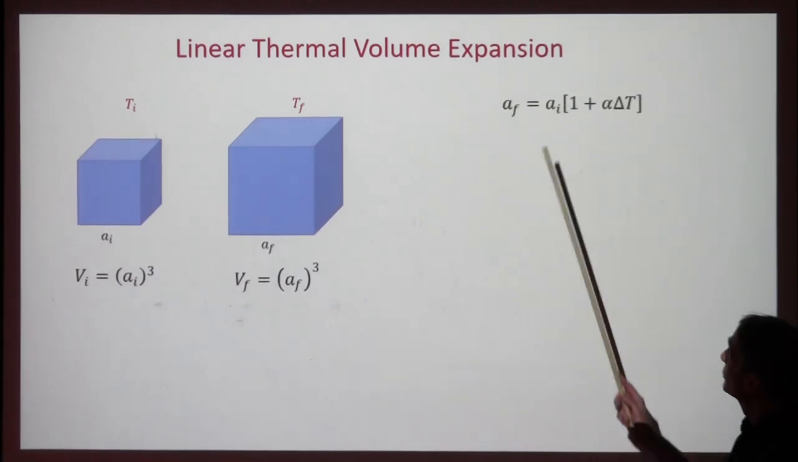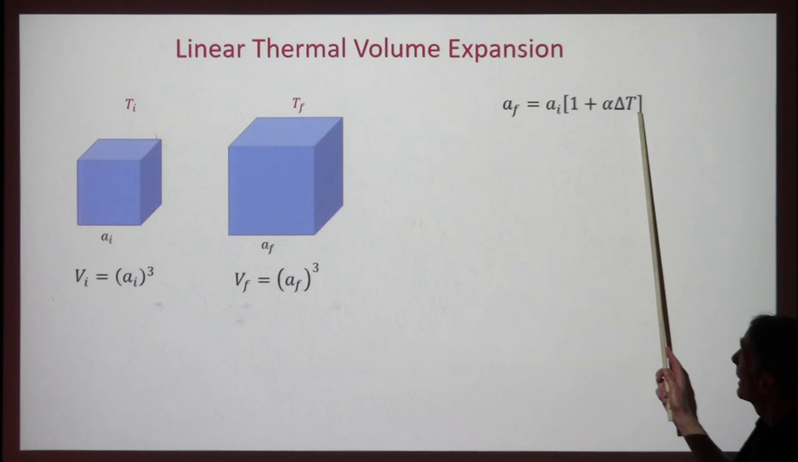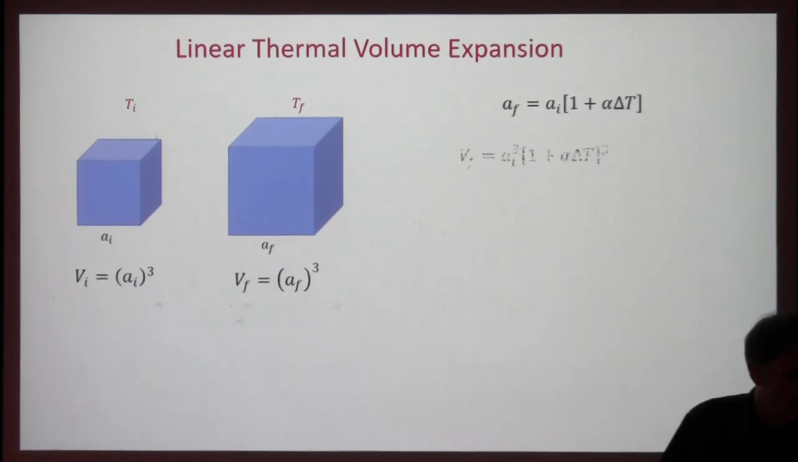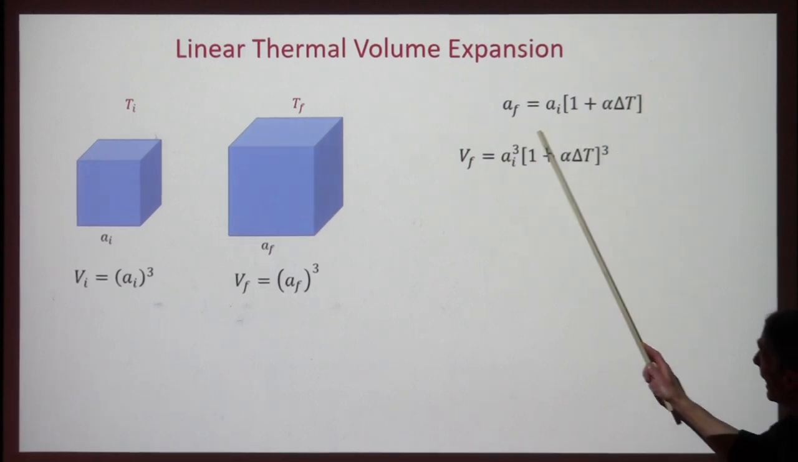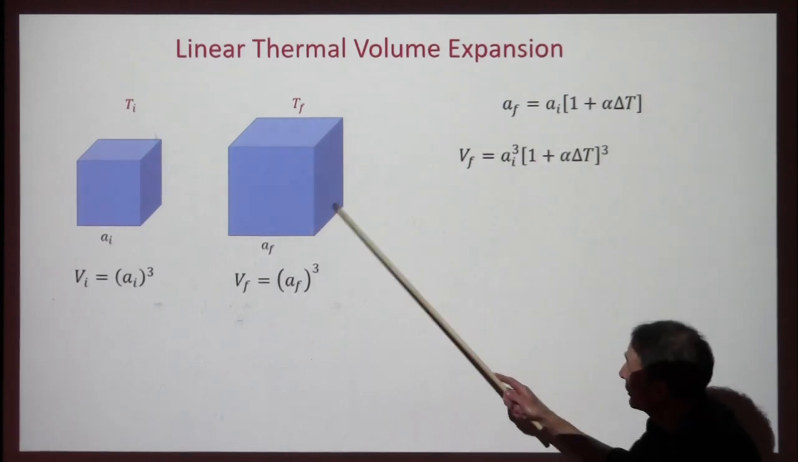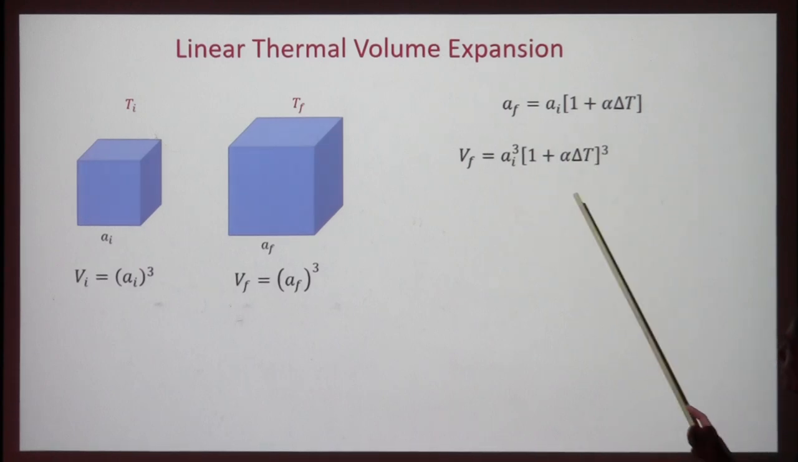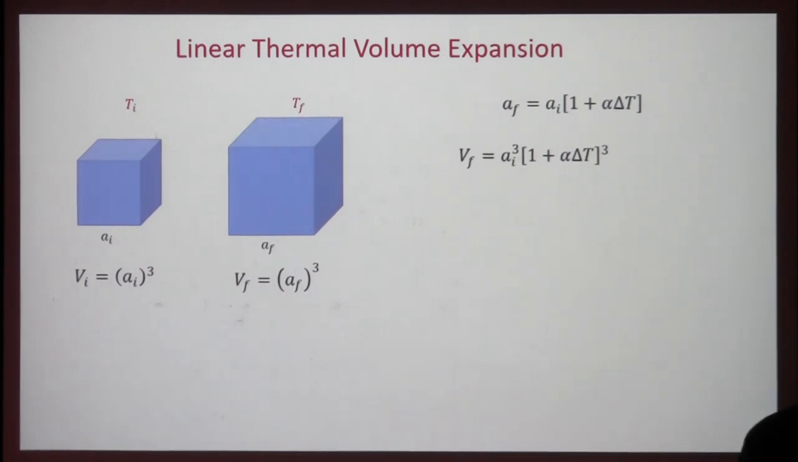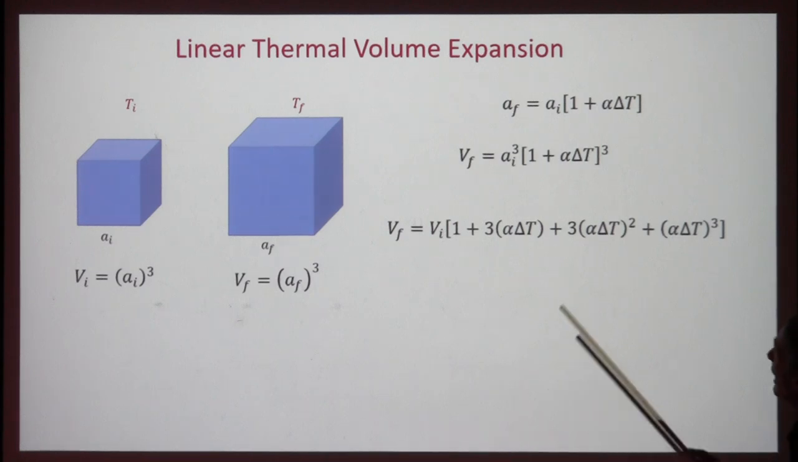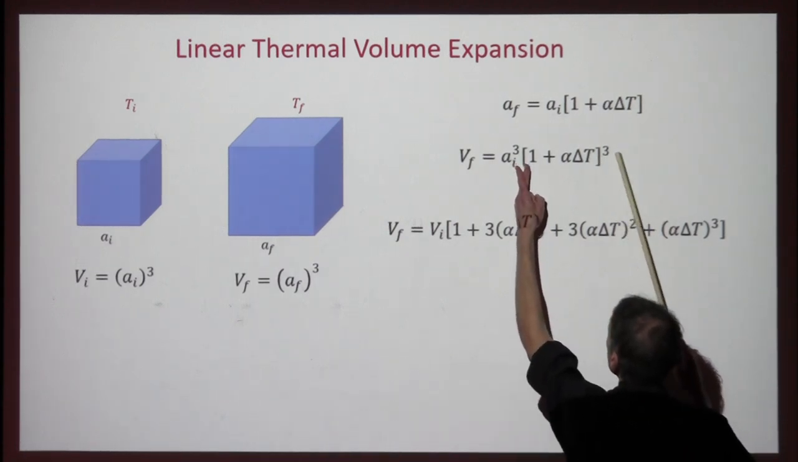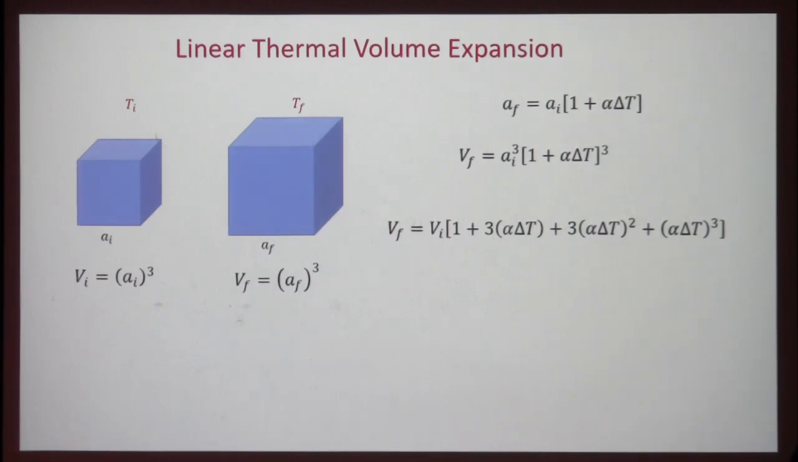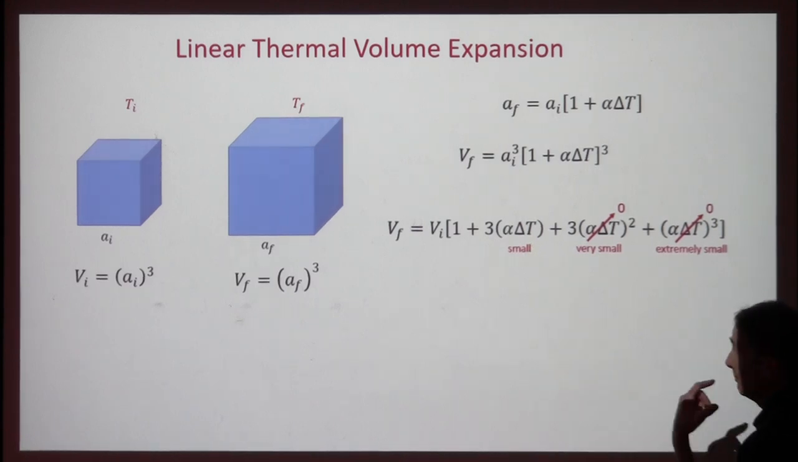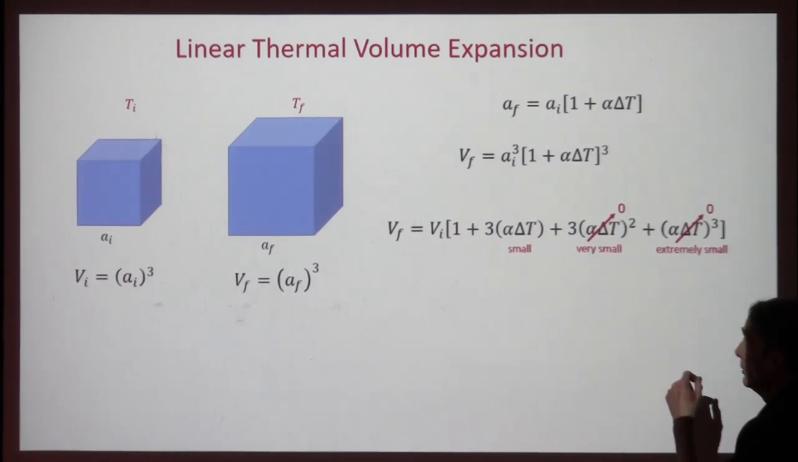So A final should be just the linear expansion. Plus, V final would be, we'd want to cube that, since we're dealing with a cube here. We want to deal with a volume. So when we cube that, you math types, I like to do this kind of stuff. You're going to cube it, and I'm going to expand it. You shouldn't have to do all of this. But this relationship for an approximation is something we'll make use of.